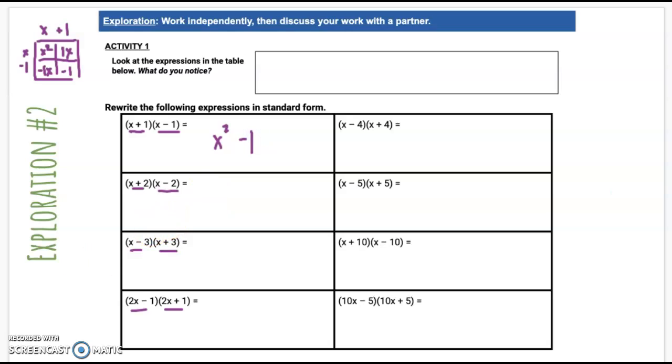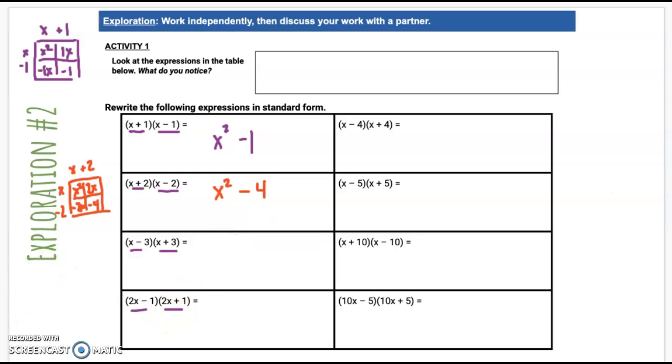All right, now I'm going to go ahead and do the same thing for my next one. I've got x plus 2, x minus 2. So x times x is x squared, x times 2 is 2x, x times negative 2 is negative 2x, and 2 times negative 2 is negative 4. So that leaves me with x squared. 2x minus 2x is 0 x's, so that cancels out. I'm left with just a minus 4.